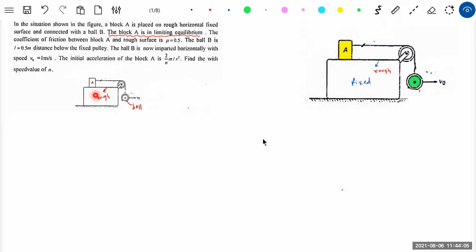The ball B is at a distance L below. The ball B is now imparted horizontal velocity V naught. The initial acceleration of block A is asked. We are bringing the laws of motion ideas into the discussion on this one. So now start working.